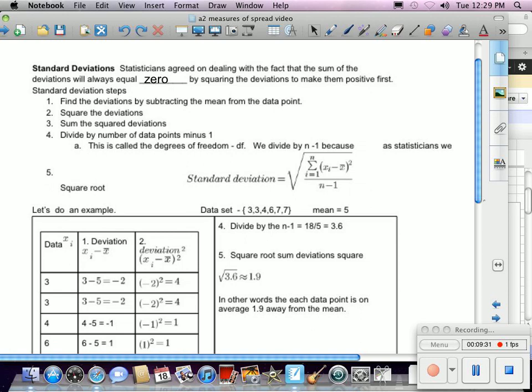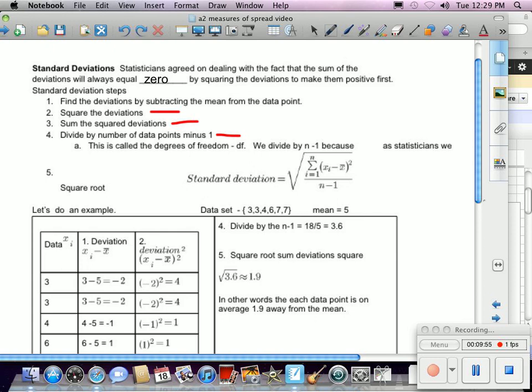So here are the steps for finding the standard deviation. First, we're going to find the deviations by subtracting the mean from the data point. We just did that. Then we're going to square the deviations and find the sum of the squared deviations, and divide by the number of data points minus 1.